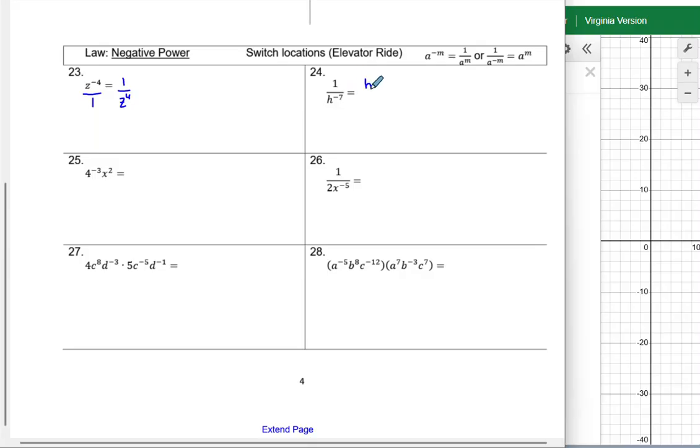So this is h to the power of 7. The negative goes away over 1. I don't have to write over 1. So this is my answer, just h to the power of 7.